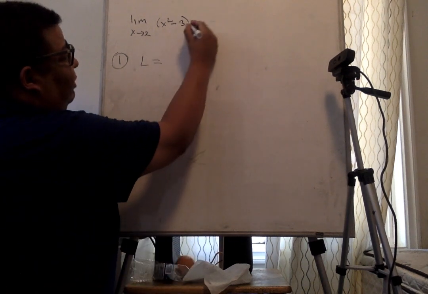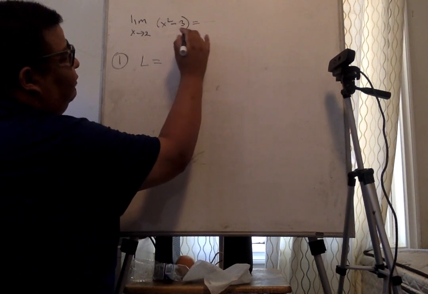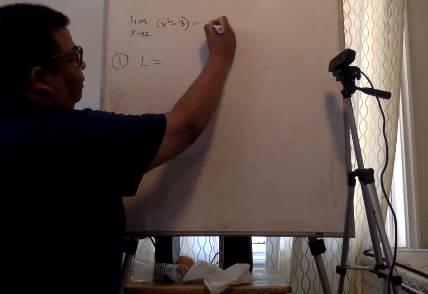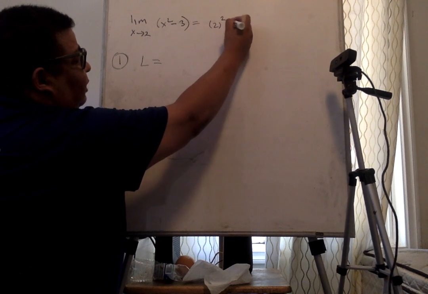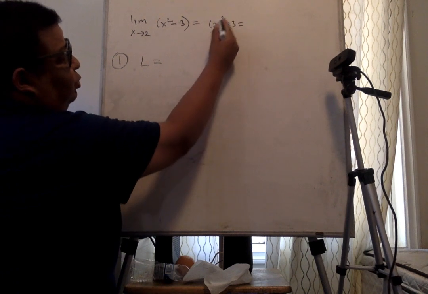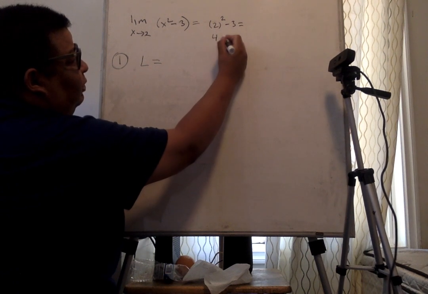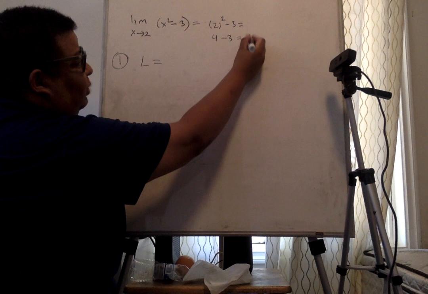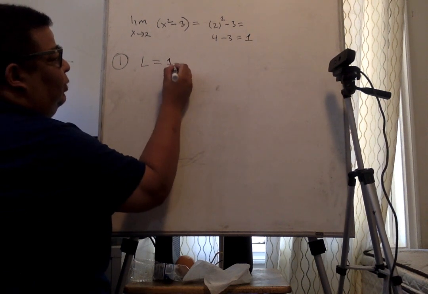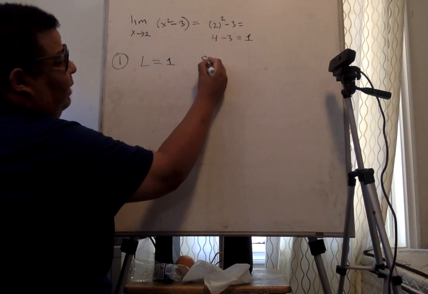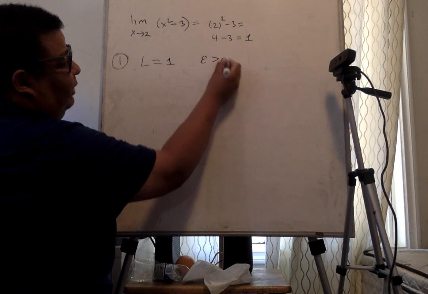Alright, so to find the limit, we plug it in because this is a continuous function. So we put 2 squared minus 3, and then 2 squared, that's 4, minus 3, that's 1. So L is 1. Okay, now epsilon, let epsilon be greater than 0.